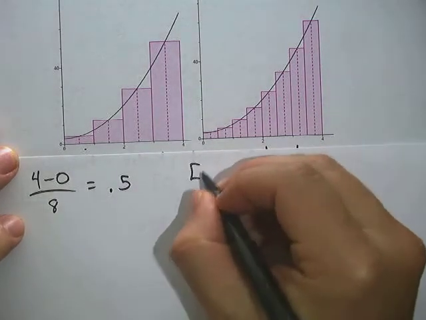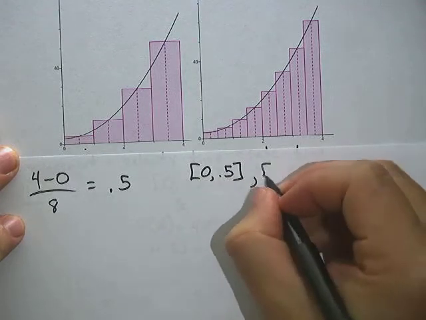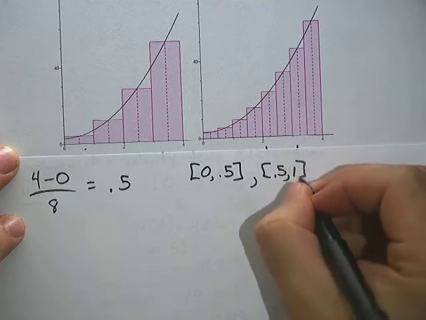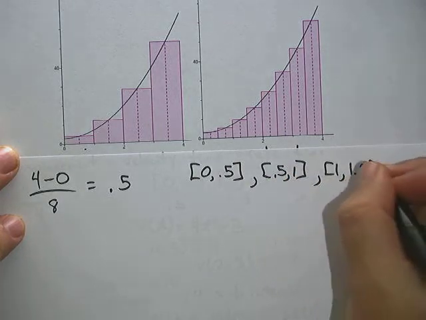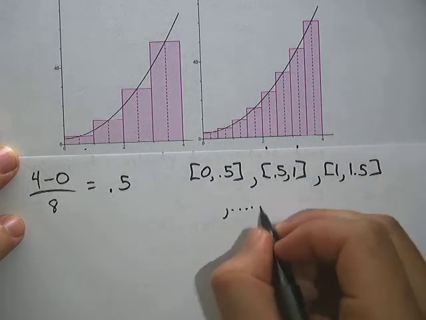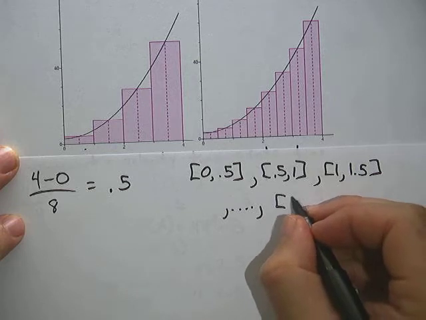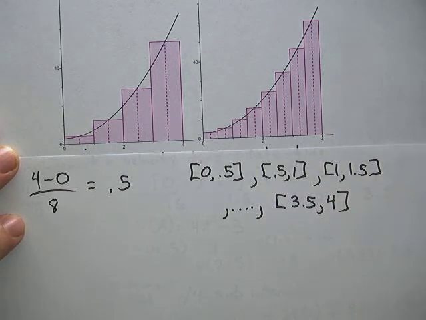So we're going to go from 0 to 0.5. Then we're going to go from 0.5 to 1, and then from 1 to 1.5, and then 1.5 to 2, and then dot, dot, dot, and the last one would be from 3.5 to 4. Okay, so those are our intervals.